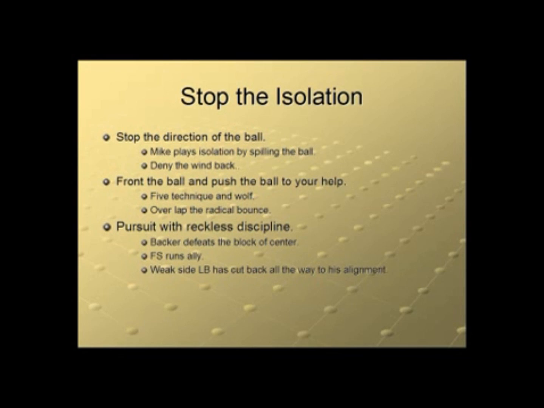When people run ISO, they run the belly. They want that ball to wind back and cut back. When that thing cuts back, now we've got problems. We've got to take that ball and spill it because we have a 5 technique and a wolf that's a free hitter, and they will front the ball. Our 5 technique and our outside linebacker will front the ball and overlap the bounce. The pursuit comes from the backer who defeats the block of the center and the free safety who runs the linebacker. The weak side linebacker has the cutback all the way back to his alignment.